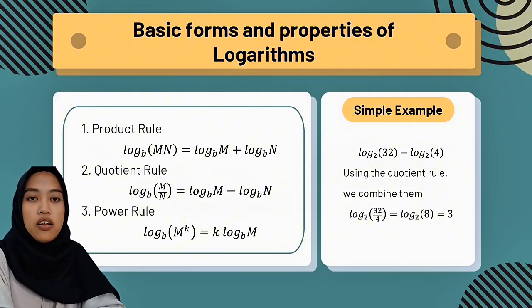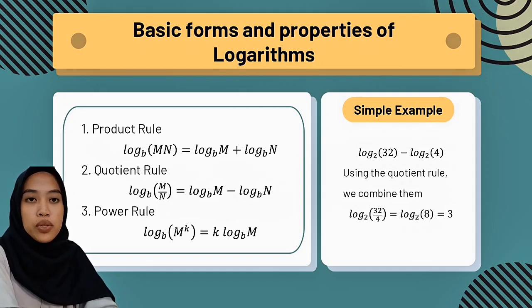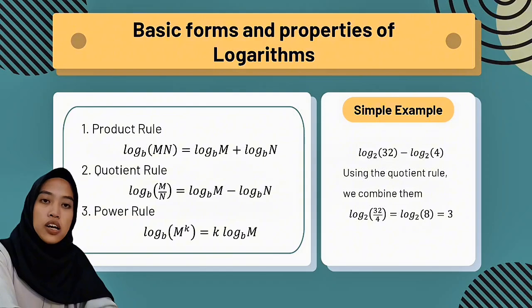For example, log base 2 of 32 minus log base 2 of 4. Using the quotient rule, we combine them. Log base 2 of 32 over 4 equals log base 2 of 8 equals 3. So, instead of solving each one separately, we just turn it into one simpler log. Nice and clean, right?